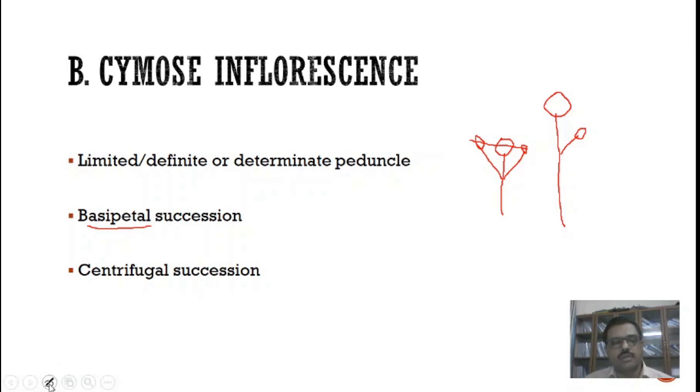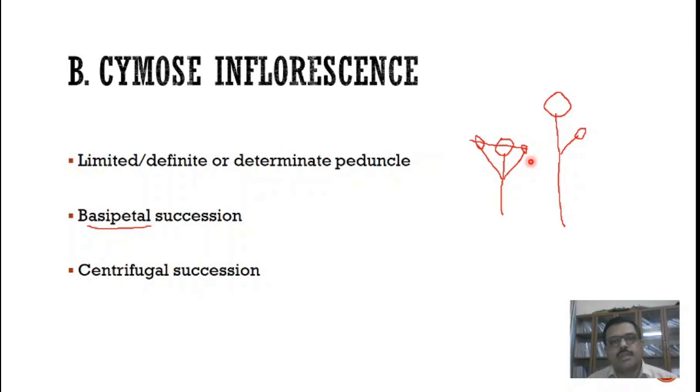And this is called centrifugal succession. This is what is called centrifugal succession, where older flowers are at the center and younger flowers are towards the sides or the periphery. So this condition is the opposite of centripetal succession, which we find in racemose inflorescence.